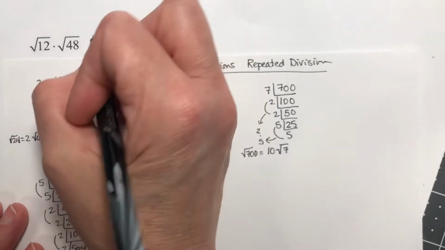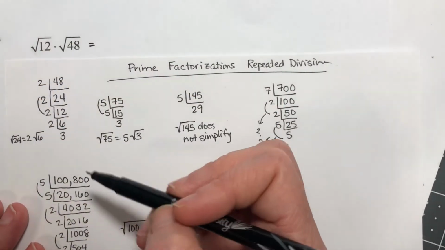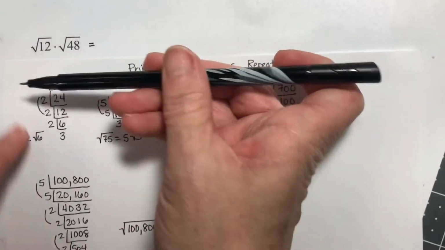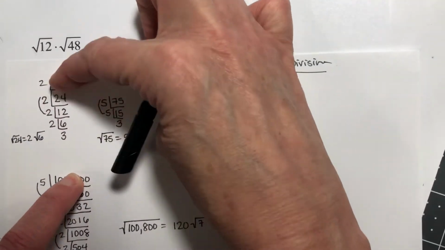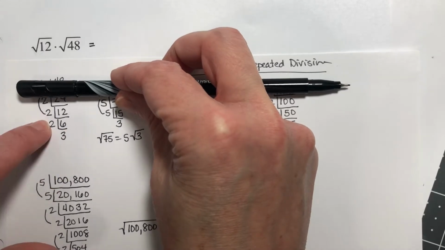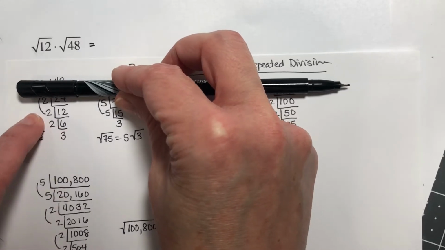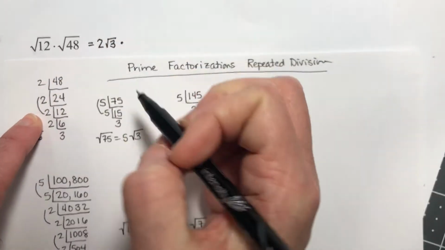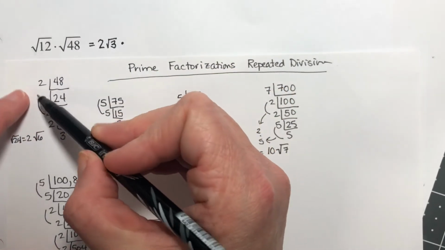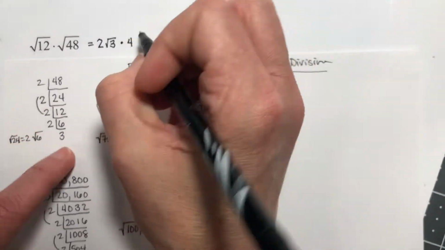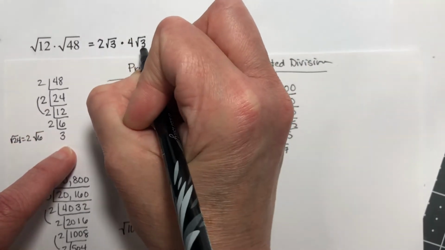So one option would be to simplify each one and then multiply. Well, if I'm looking for the square root of 12, I don't have these top two. All I have is the 12, the 6, and 4. So I have a pair of 2's and then a 3 left over. So the square root of 12 is 2 times the square root of 3, times the square root of 48. I'll have a pair of 2's, another pair of 2's, 2 times 2 is 4, and I'll have the square root of 3 left over.